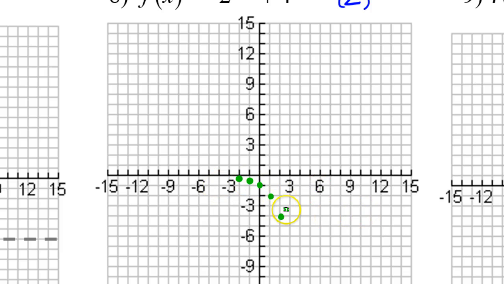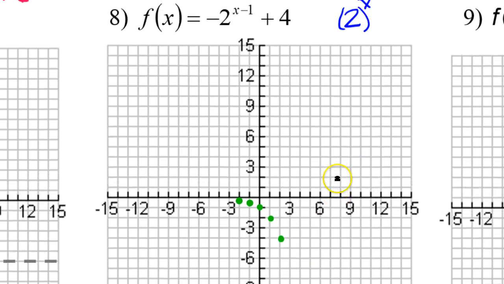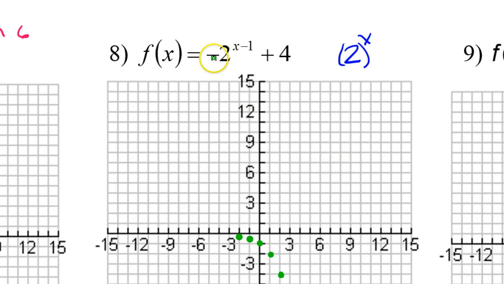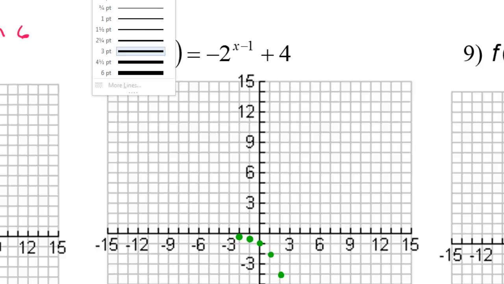Okay, so I have those 5 points showing me what the shape of the graph looks like. So I have done the 2 and I've done the negative. Notice it is reflected over the x-axis. But now I need to deal with the -1 and the 4, which I will do on the graph. So remember what the -1 and the -4 mean.